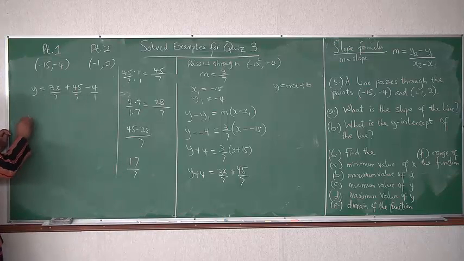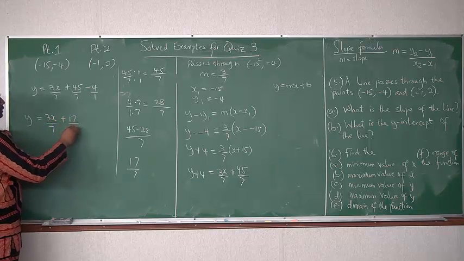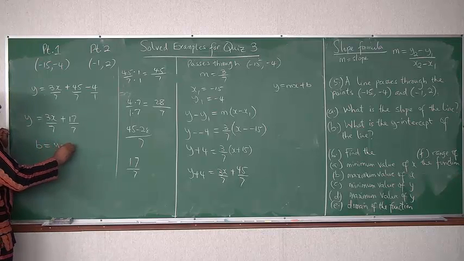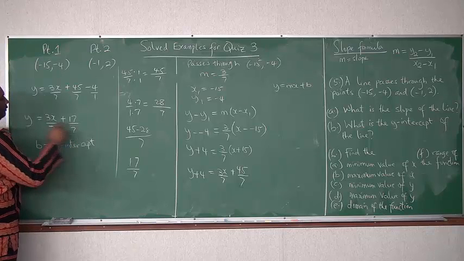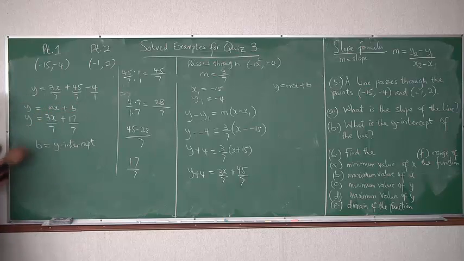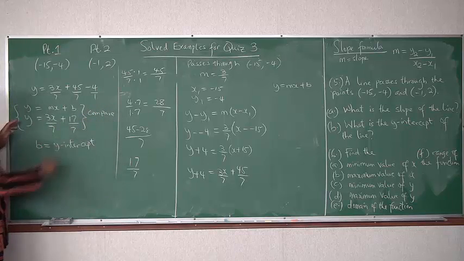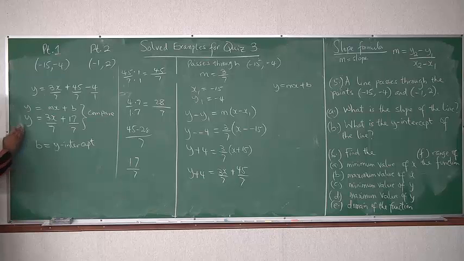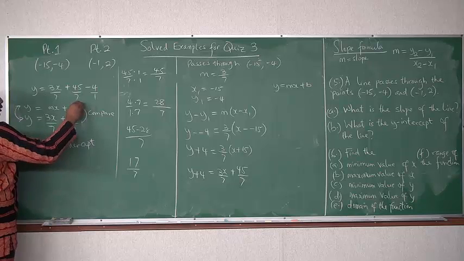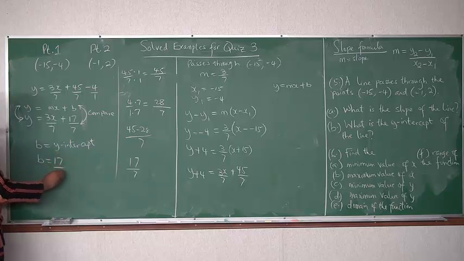We now have that y is equal to 3x over 7 plus 17 over 7. That means that the y-intercept, if you compare it with the slope-intercept form, if you compare these two things, then the y-intercept is 17 over 7. That's it.